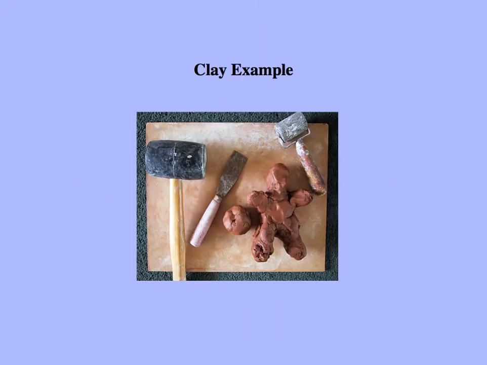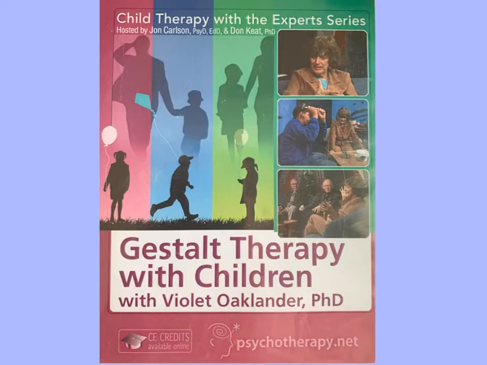So I'm going to give some more examples of Violet's work with Blake. This is from Child Therapy with the Experts, Gestalt Therapy with Children. Violet, in the middle of this video, does a piece of work with Blake, who she's never met before, using clay. John Carlson and Don Keat interview her and talk about it both before and after.